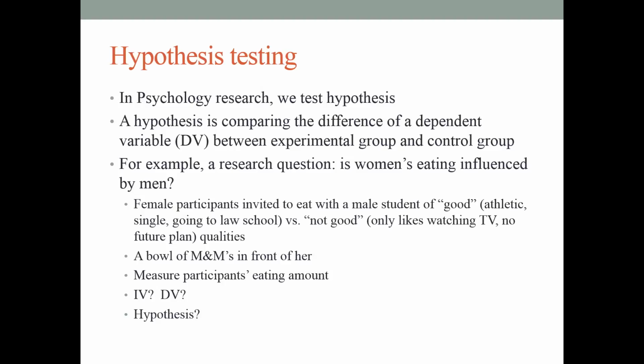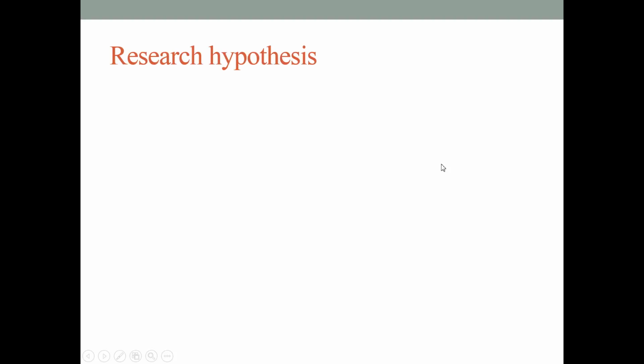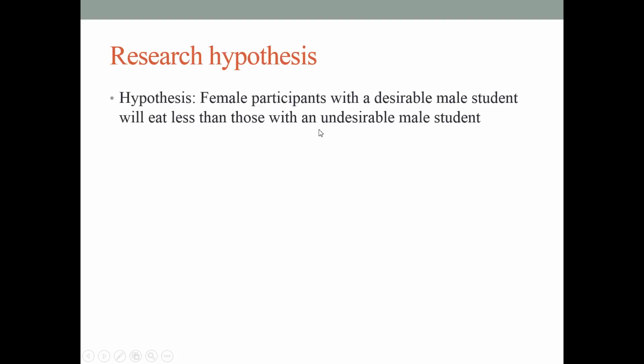Now, how about a hypothesis? Now, research hypothesis, as we mentioned here, we're comparing the difference of a DV between experimental and control. So let me show you. The research hypothesis is usually the way you say it: female participants with a desirable male student will eat less than those with an undesirable male student.